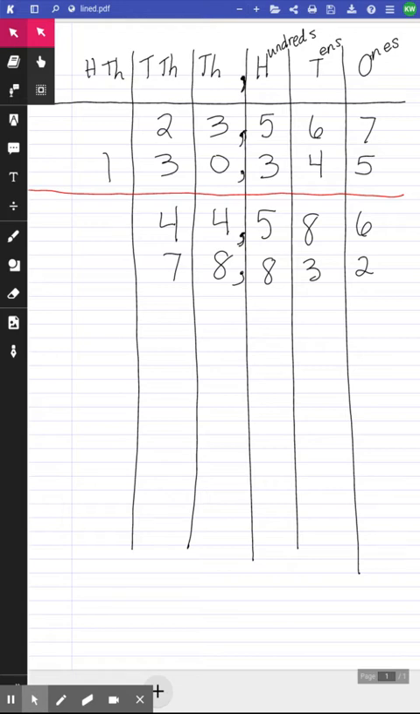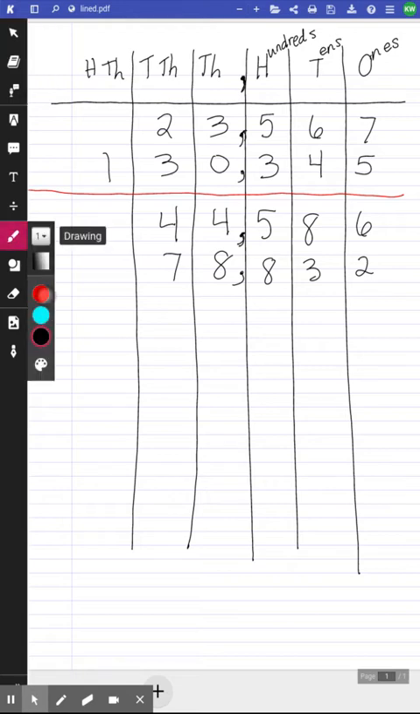Right, 70,000. But let's just say for the fun of it that I'm going to write 44,586 first when I'm comparing. So let me change colors so you can see what that looks like.